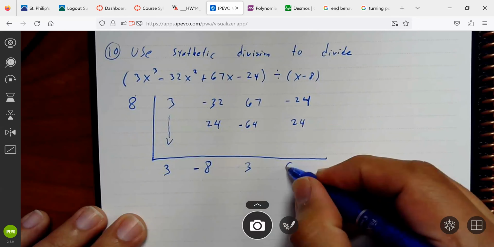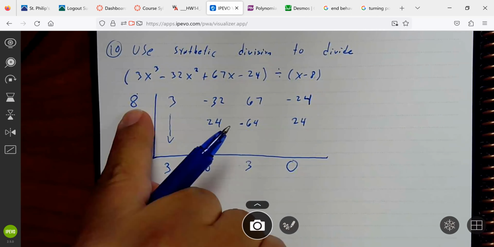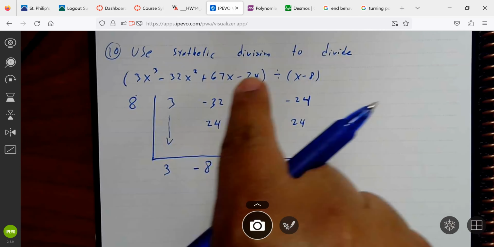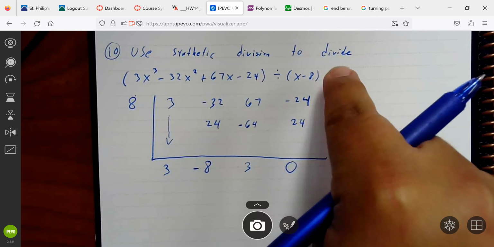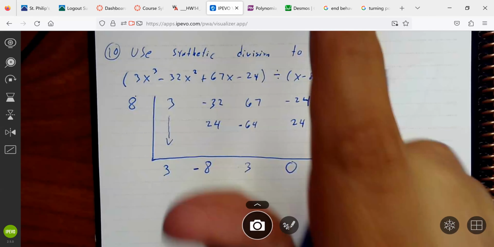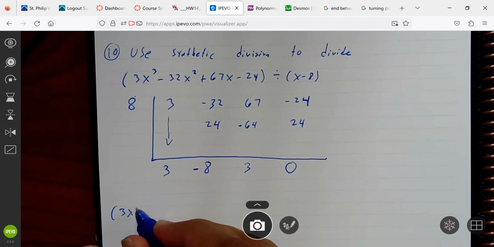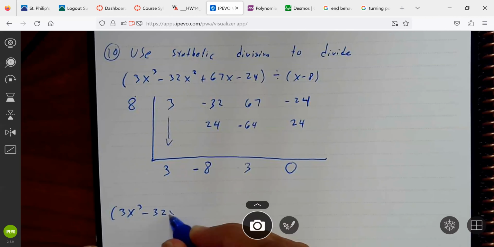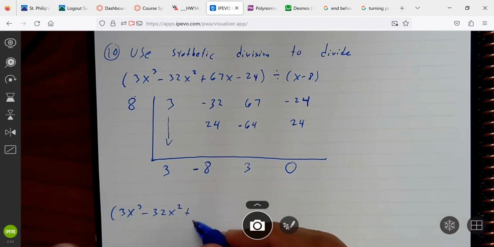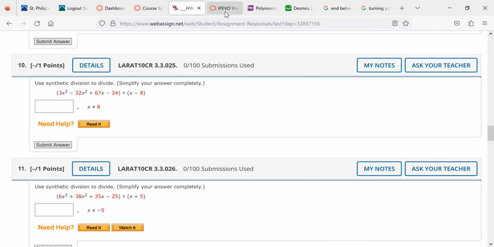This is a 0. If you get a 0 at the end, that means that what you were using to divide is a 0 of the polynomial. So x minus 8 is a factor of this polynomial, and it divides evenly. What would the question say again? Just divide. Cool.